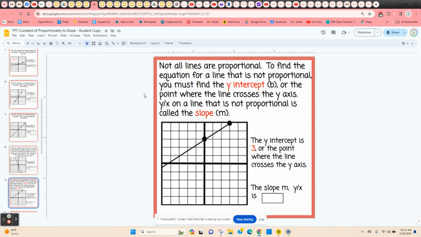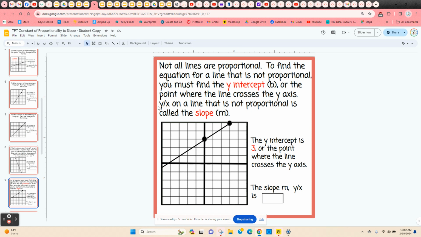And then we're shown lines on graphs that are not proportional. They're not straight lines through the origin. They are straight lines, but they don't go through the origin. So to find the equation for this line, we need to know the y-intercept, or we call it b in the equation. The y-intercept is the point where the line crosses the y-axis. So here it crosses at 3. So the y-intercept would be 3.